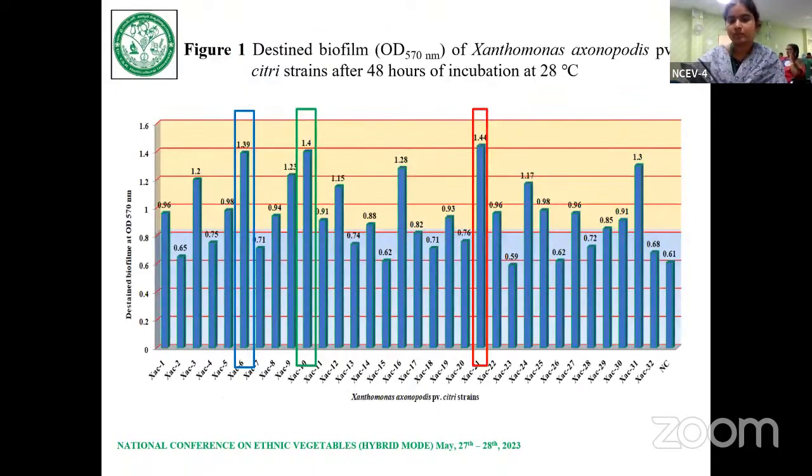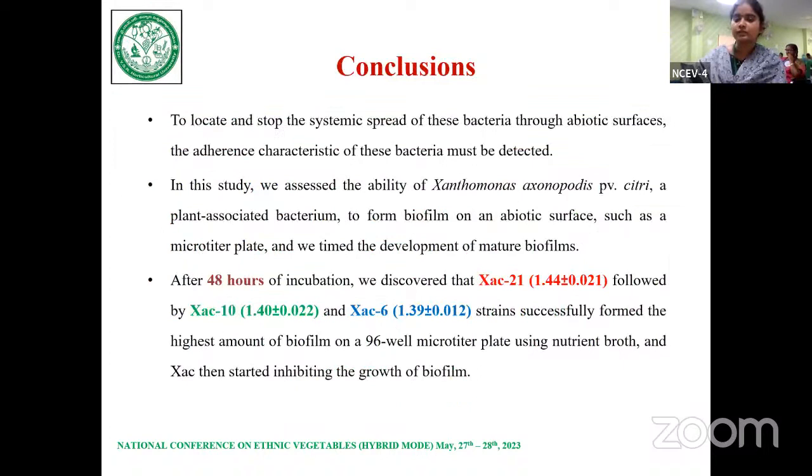Among these, Xanthomonas axonopodis pv. citri strain 21 gave an absorbance of 1.14 at 570 nanometers wavelength, followed by strain 10, which is 1.4, and followed by Xanthomonas citri strain 6, that is 1.39. Coming to the conclusion, after studying the ability of Xanthomonas axonopodis pv. citri to form biofilm, we found that 48 hours is the optimum time period for maximum biofilm formation, and the highest was produced by Xanthomonas citri strains 21 and 10, followed by 6.